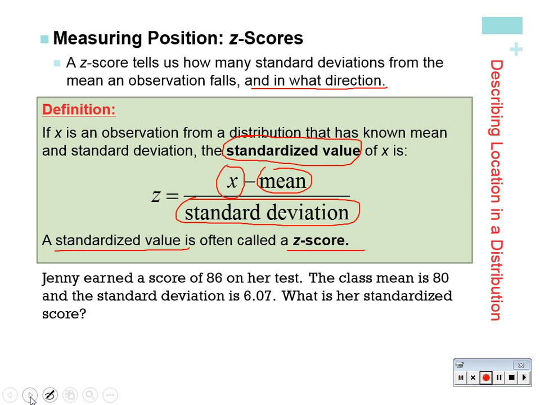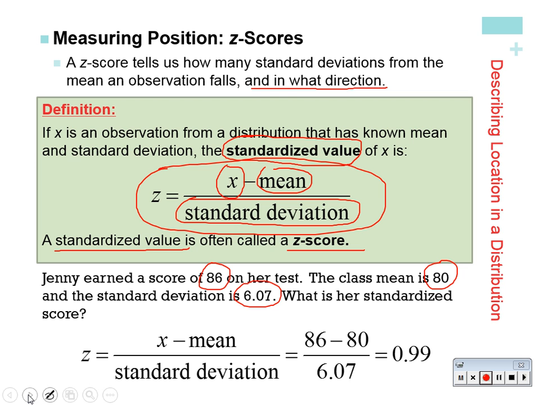If we go back to the question we had before when we were looking at percentiles, Jenny earned a score of 86 on her test. The class mean is 80, so she scored slightly above the mean, and the standard deviation was 6.07. What is her standardized score? Hopefully you notice her score of 86 is better than the class mean of 80, so her z-score should come out to be a positive number.